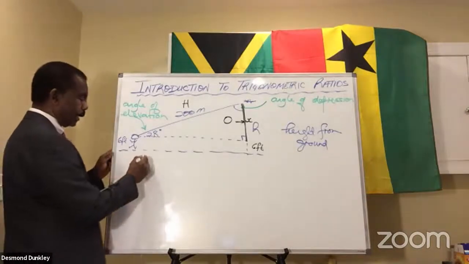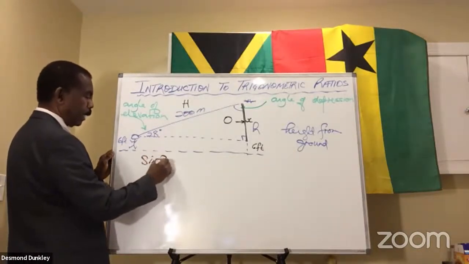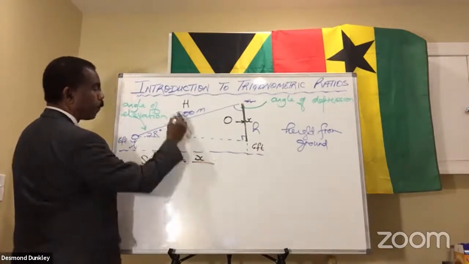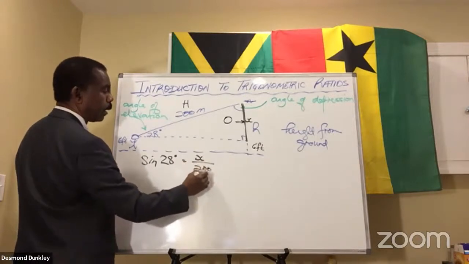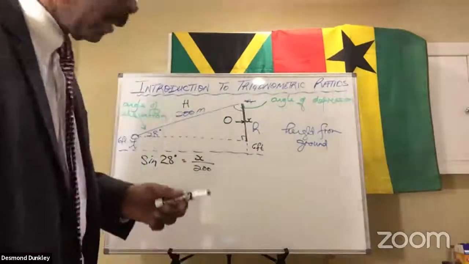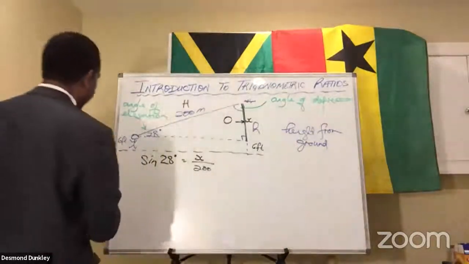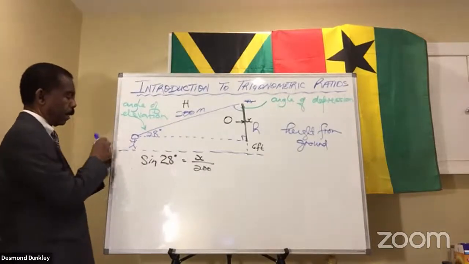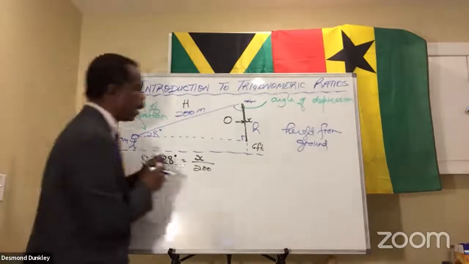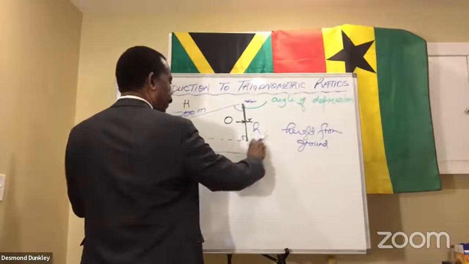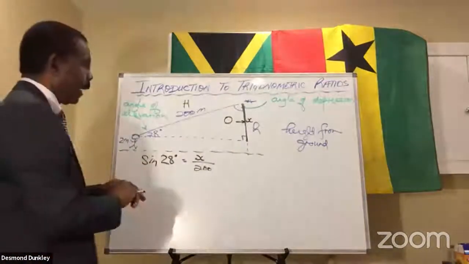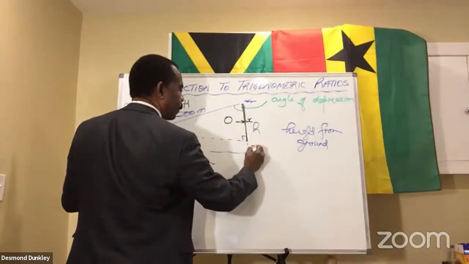So you could write sine 28 degrees is equal to x over 200. Oh, I'm using two different measurements. Not good. So let's change this to 2 meters, so we can be consistent. That's what happens when you write questions on the fly.